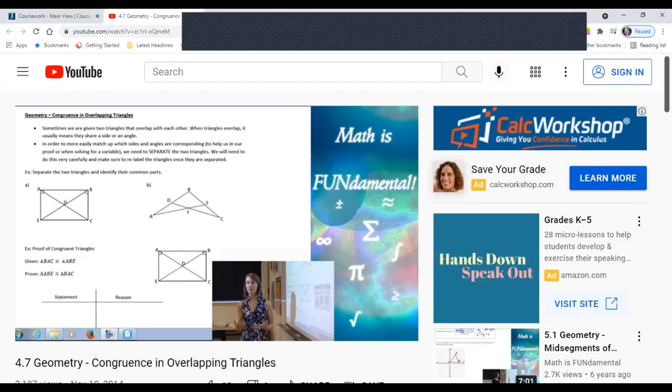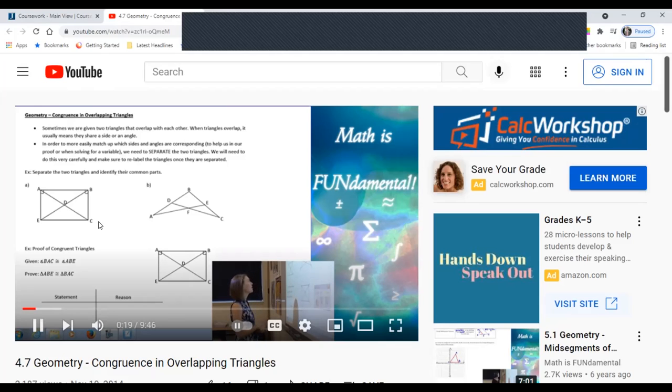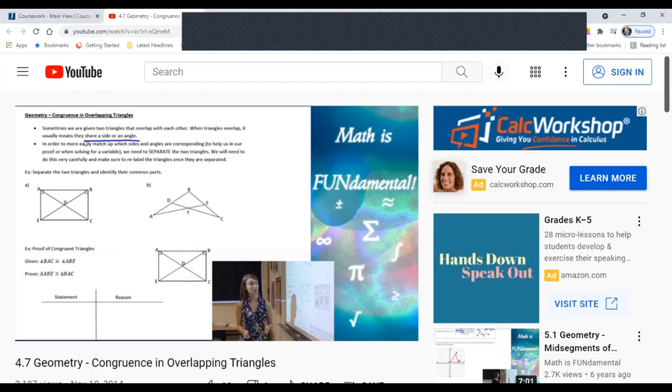So let's just read. We have a few bullet points here. Sometimes we're given two triangles that overlap with each other. When triangles overlap, it usually means that they share a side or an angle. So that's going to be important later.